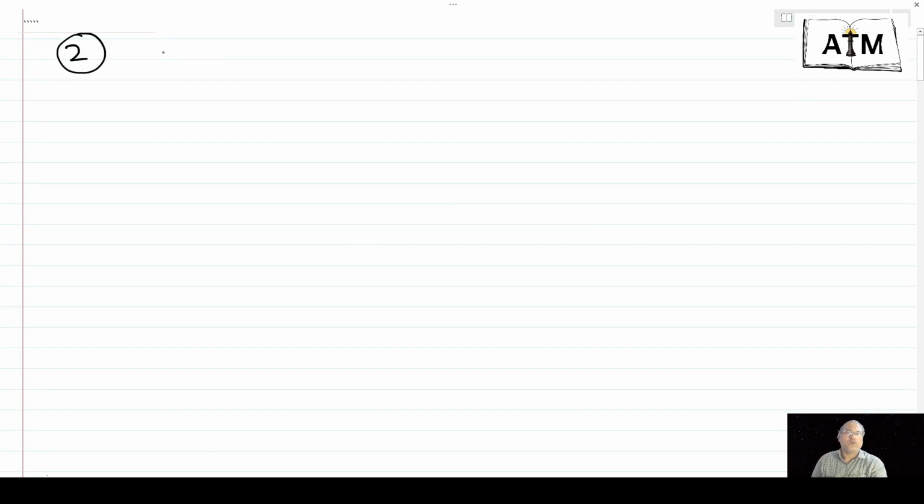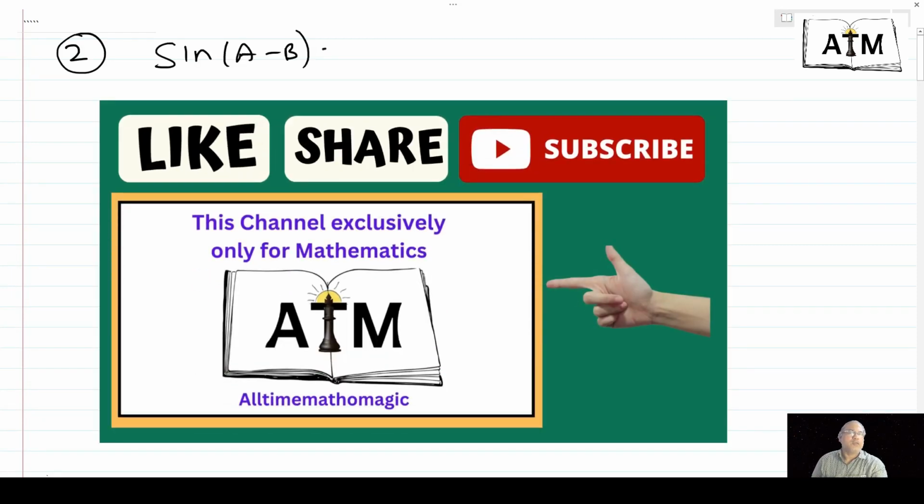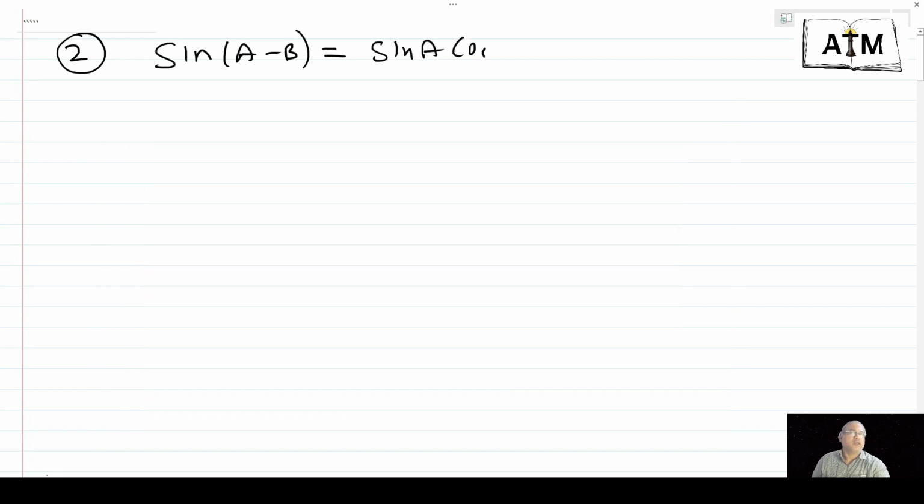Now the second formula, sine of a minus b equals sine a cos b minus cos a sine b. So this is the expansion of sine of a minus b.